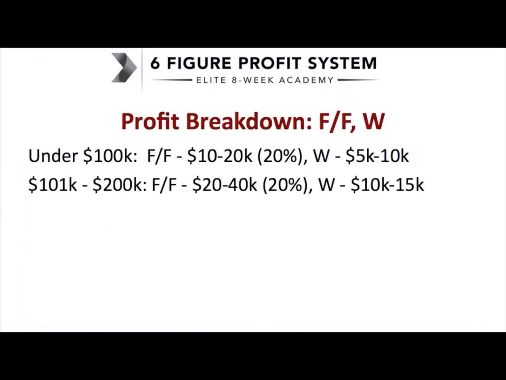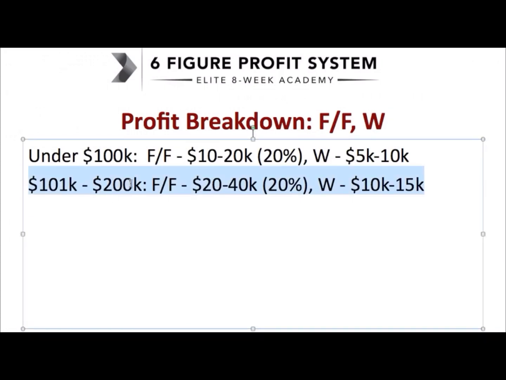So let's look at the rest of it. So let's say we go to the 100 to 200,000. Well, again, you should be making, if you do it right, a 20% profit, 20% of sale price. So you're now going to be making 20 to 40,000 on a fix and flip. That's your goal. That's what you should be aiming for. That's what you should make if you hit the numbers. Or a $10 to $15,000 profit if you're wholesaling.